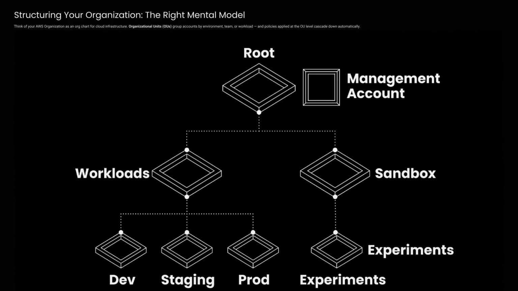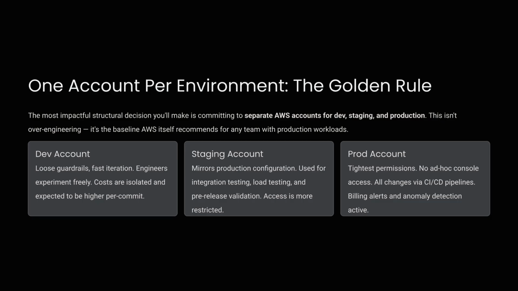Think of your AWS organization as an org chart for cloud infrastructure. Organizational units, or OUs, group accounts by environment or workload. Policies applied at the OU level cascade down automatically. The golden rule is one account per environment: separate accounts for development, staging, and production. This setup is recommended by AWS for production workloads. Each environment has different guardrails, from loose in dev to the tightest in production.